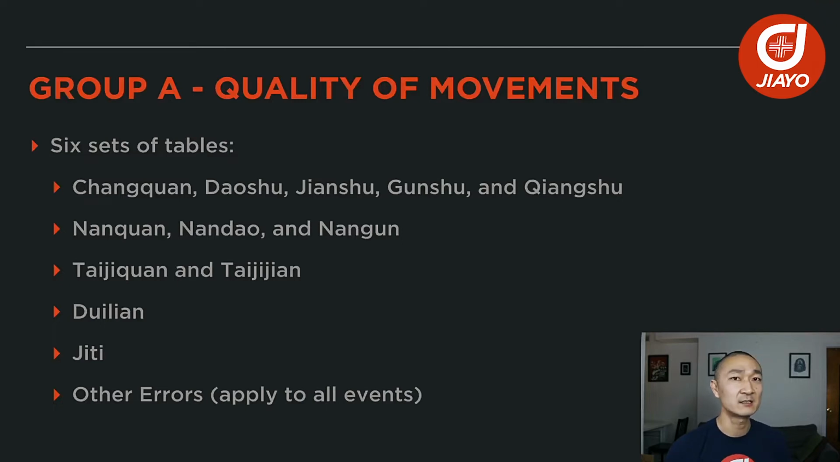So there are 6 sets of tables for quality of movements. Those are for Changquan, Daoshu, Jianshu, Gunshu, and Qiangshu. 1 for Nanquan, Nandao, and Nangun. 1 for Tai Chi Chuan and Tai Chi Jian. 1 for Duilian, or sparring sets. 1 for GT, which is group sets, and another table for other errors. So for those first 5 sets of tables, those deduction codes and criteria only apply for those styles. The 6th set of tables for other errors, those codes can apply to any of those events.